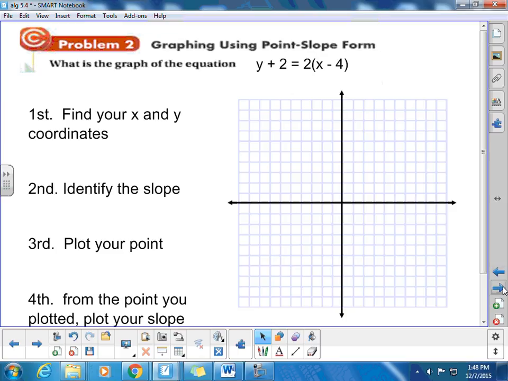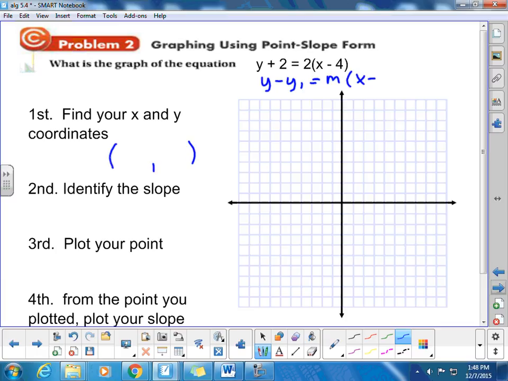So let's try it again. Find your coordinates. Everybody take a second and try. So put me on pause. Everybody try to find your first coordinate. Remember, this comes from y minus y1 equals m times x minus x1. So our x has to be this number right here. There's our x.